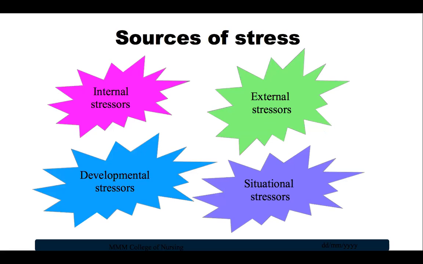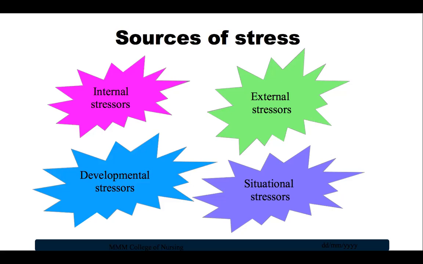Now let us see the sources of stress. This can be divided into internal stresses, external stresses, developmental stresses, or situational stresses. Let us see each one by one. Internal stresses originate within the person. For example, infection, feeling sad. These are also something that creates stress.